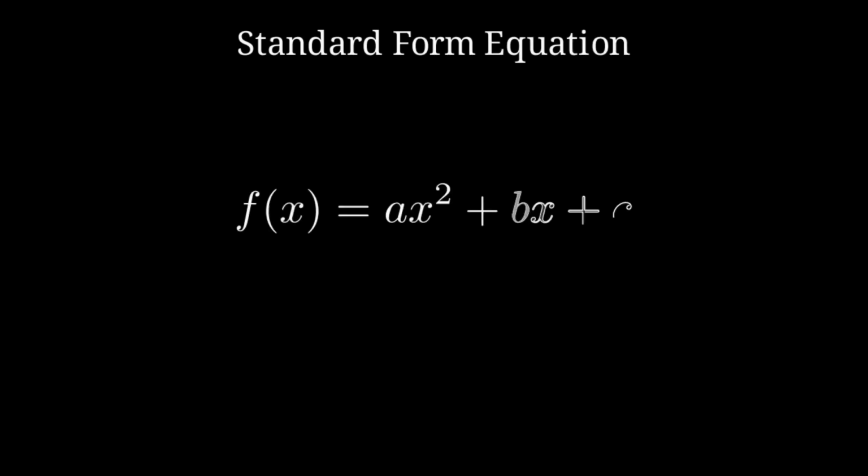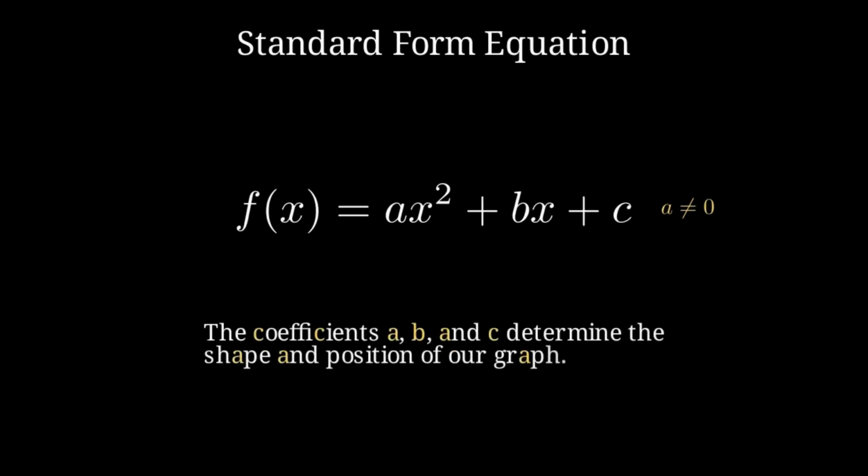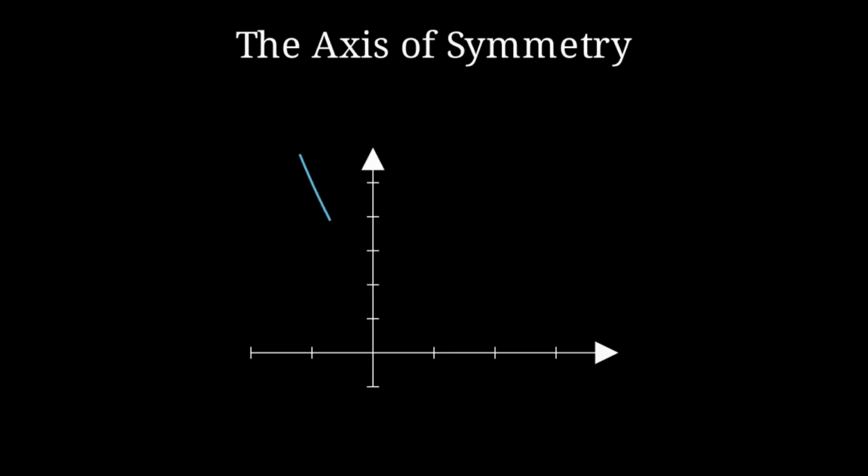To find the vertex through graphing, we first look at the standard form of a quadratic equation. The values of a, b, and c are the building blocks that dictate where our parabola will sit on the coordinate plane. Before we find the vertex, we locate the axis of symmetry.